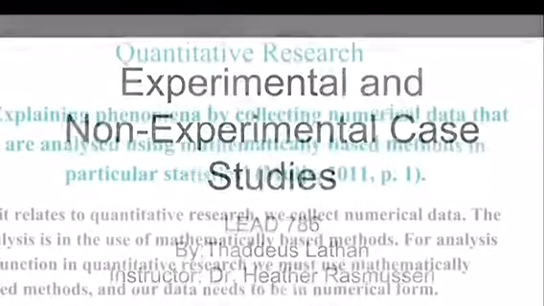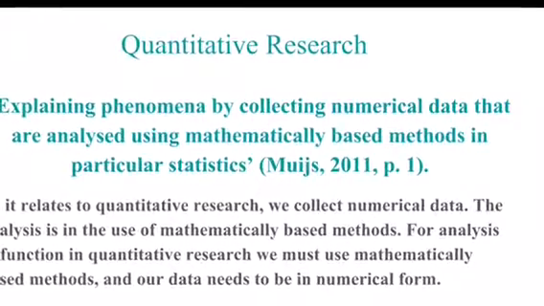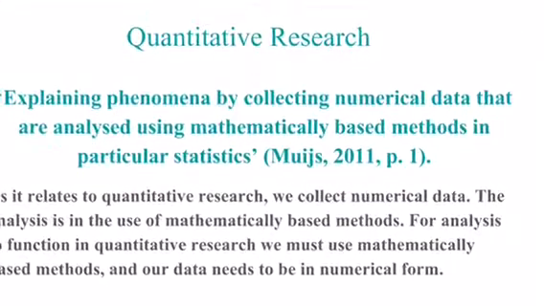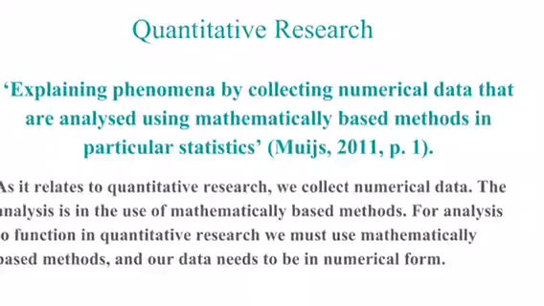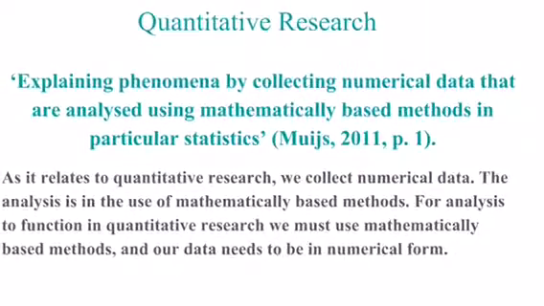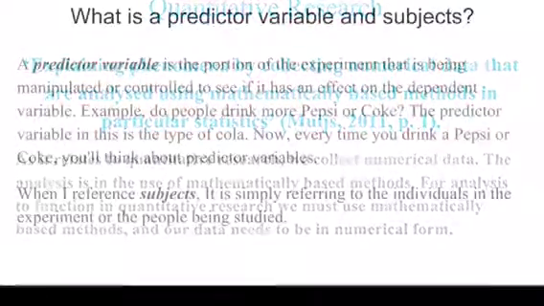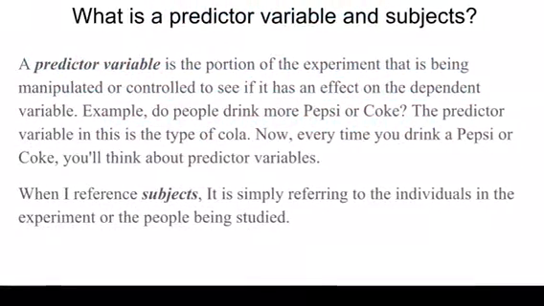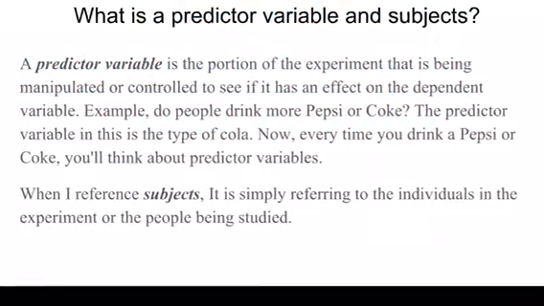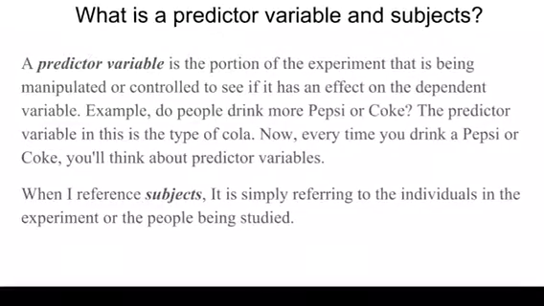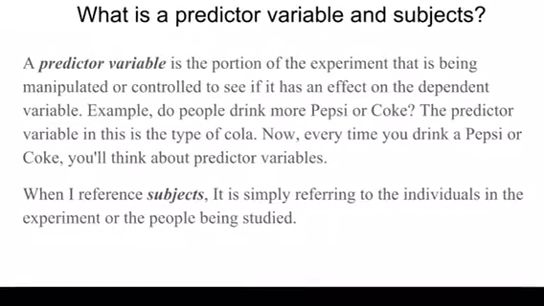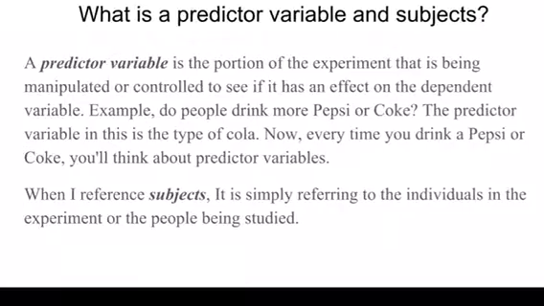The first thing we need to do is understand quantitative research. It is a way of explaining phenomena by collecting numerical data that are analyzed using mathematically based methods, in particular, statistics. Predictor variable and subjects. Simply, the predictor variable is the portion of the experiment that is being manipulated or controlled. The subjects refer to the individuals being studied.